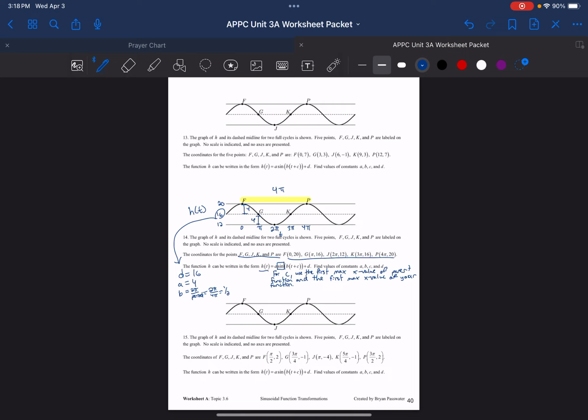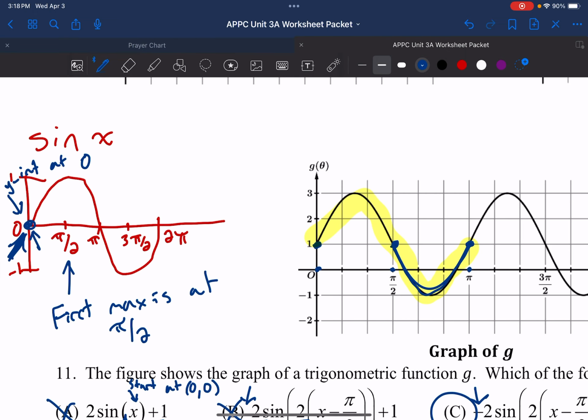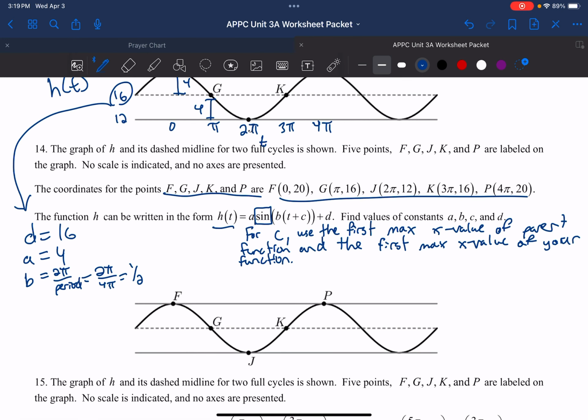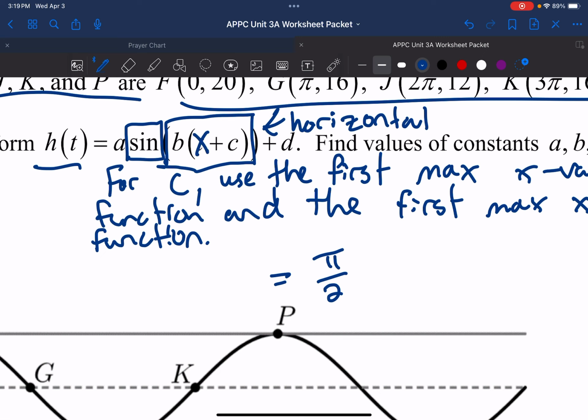So if I look back at my sine chart here, the first max of sine, like this is just the graph of sine, happens at pi over 2, comma 1, right? So the x value happens at pi over 2. And so I'm going to set pi over 2 equal to all of this component in here, which is all of my horizontal changes. Basically this is my x. So I take my x, I shift it by c, and I multiply for dilation of b. So I'm going to rewrite that over here: b times t plus c. That's how I find that.